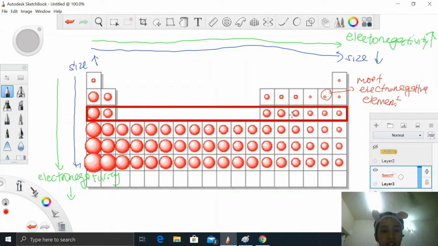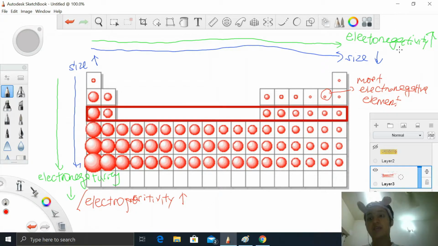Size goes down the group, increases; across the period, decreases. Electronegativity: as you go down the group, electronegativity decreases, or in other words, electropositivity increases. Going across the period, electronegativity increases. And then we can conclude that fluorine can be considered the most electronegative element.